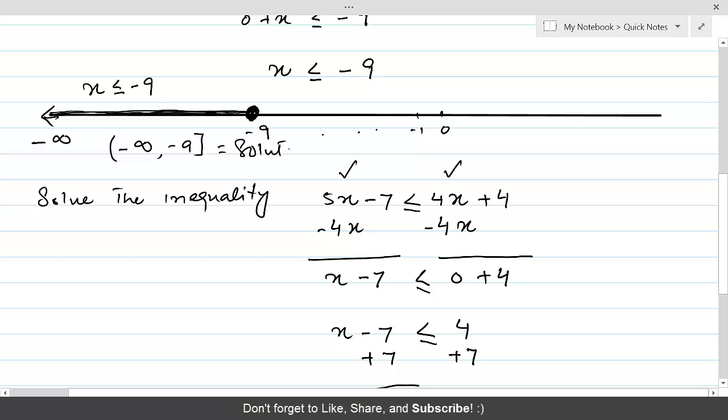So this is the solution in the form of an interval.